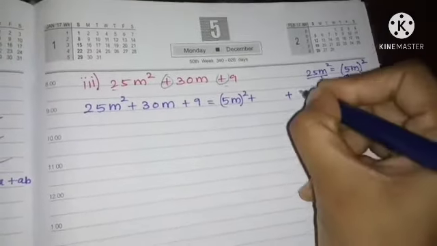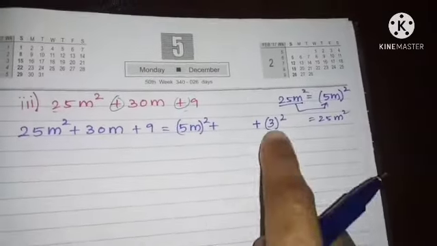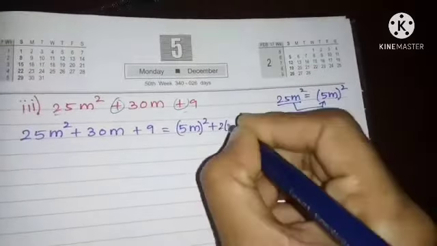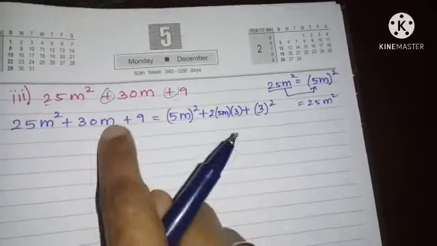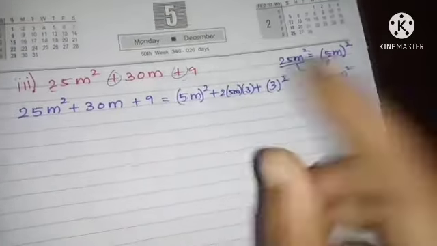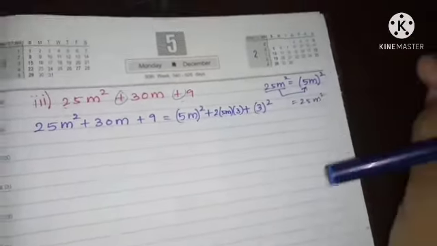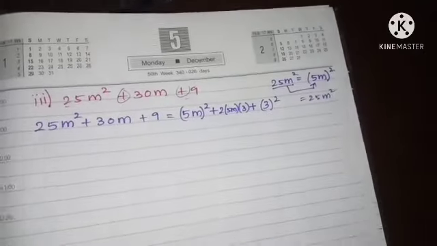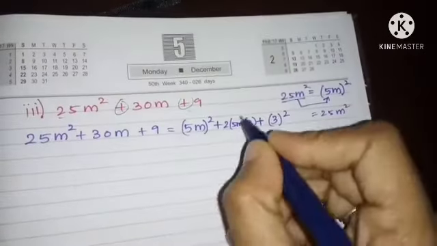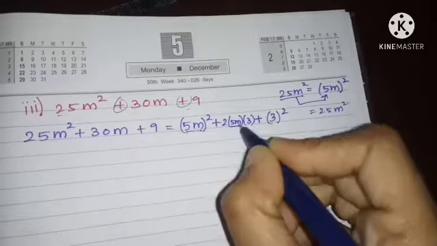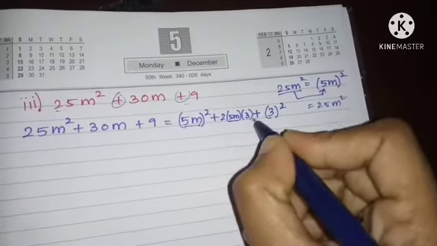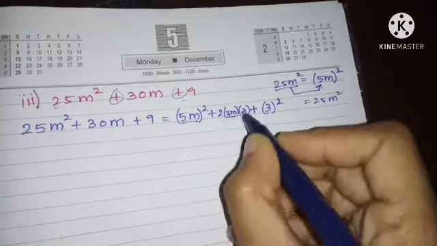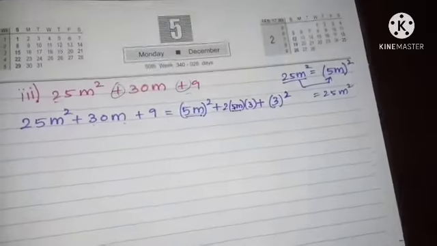9, how will you write? 3 the whole square. So when I write, this is a and this is b. When I write 2 into 5m into 3, that is 2ab: 5 2s are 10, 10 3s are 30m. You are getting it. Okay, so the a value and b value are correct, and this satisfies the identity. 2 into a, I wrote 5m; b is 3, I wrote it. 5 2s are 10, 10 3s are 30. I am getting this answer.